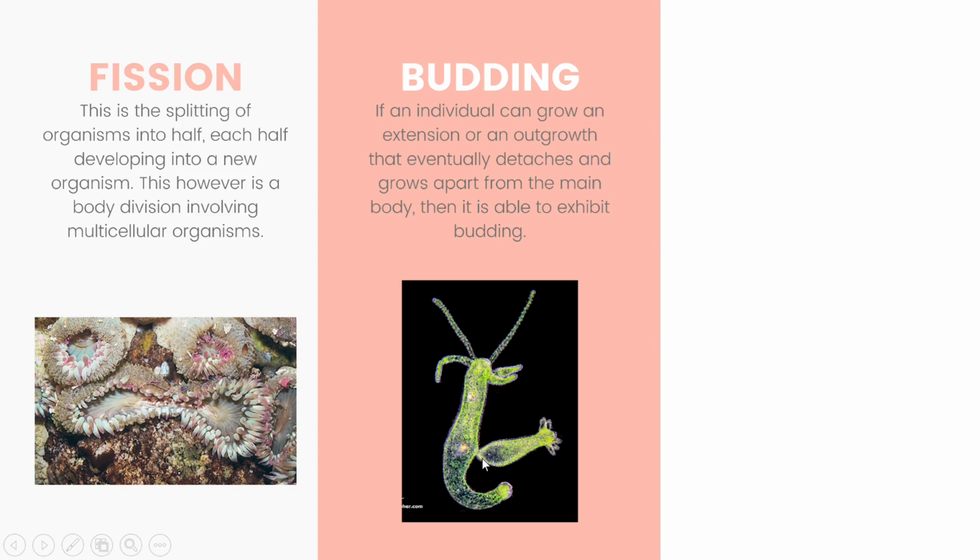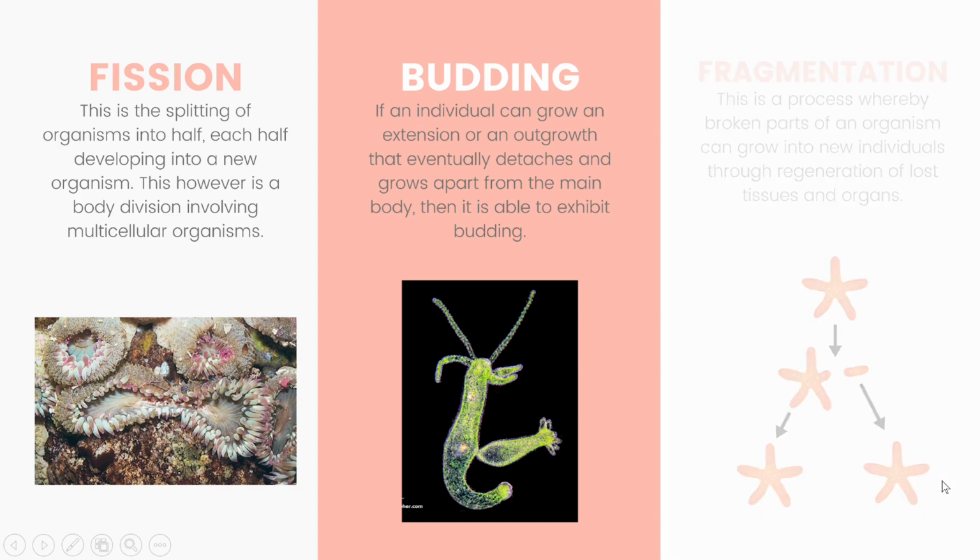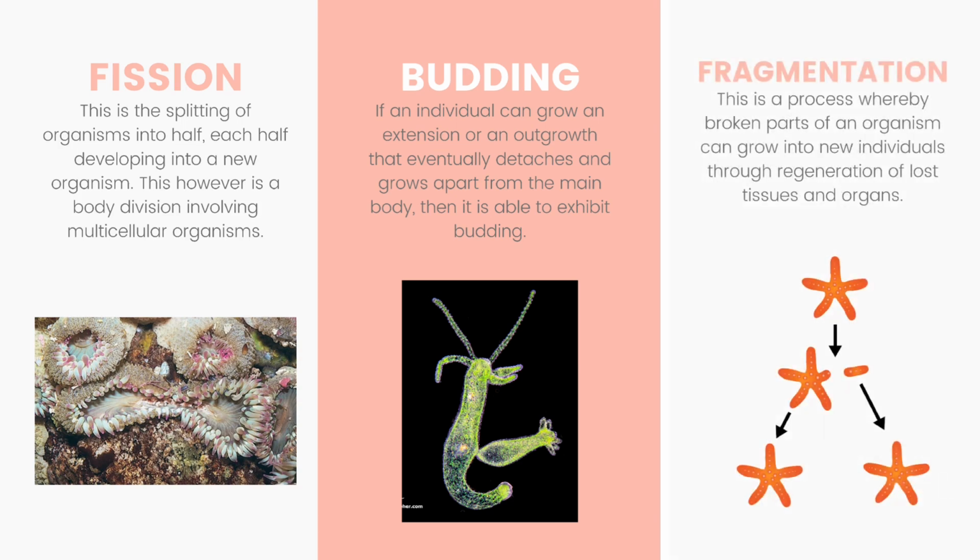So a bud will be growing out from the side, becoming a new individual, which will then detach itself. Just like this, as you can see here, a bud grows and then eventually becomes a new hydra. Another example would be fragmentation. This is wherein a broken part of an organism then grows into new individuals through regeneration of lost tissue.